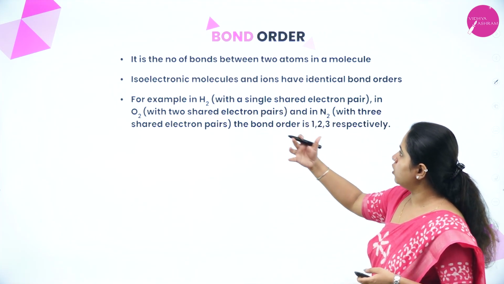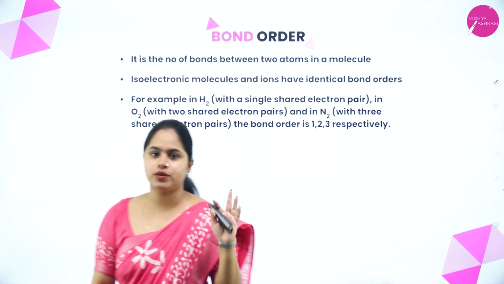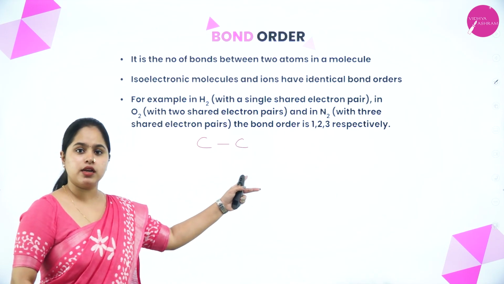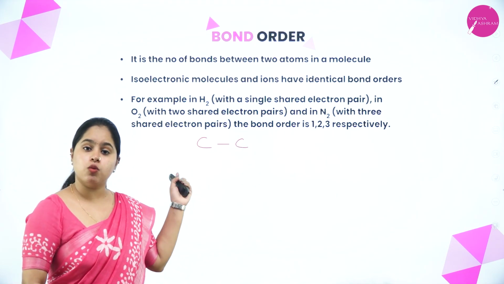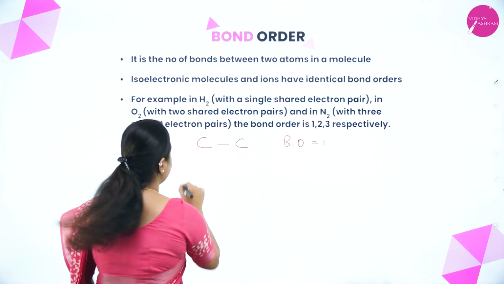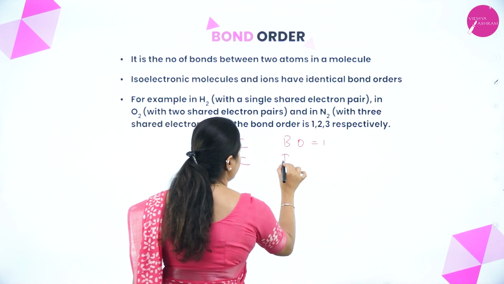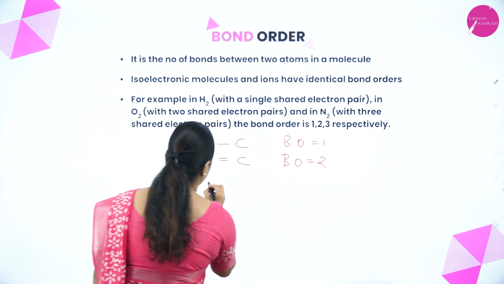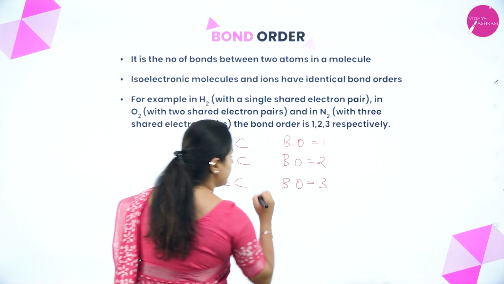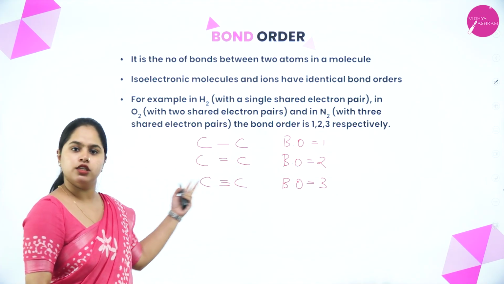It is the number of bonds between two atoms in a molecule. So let's take the same example, carbon and carbon bonded by a single bond. What will be the bond order? Bond order will be equal to 1, right? If carbon and carbon are bonded by a double bond, the bond order will be 2, and if they are bonded by a triple bond, the bond order will be 3. Clear? So it is equal to the number of bonds present between two atoms.